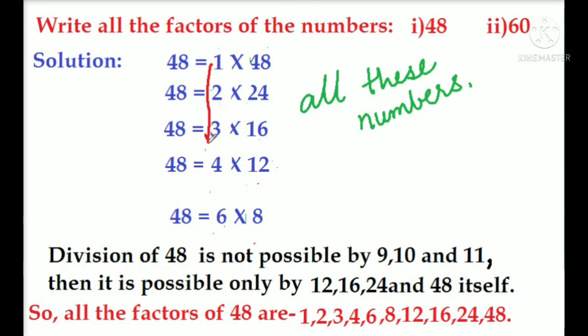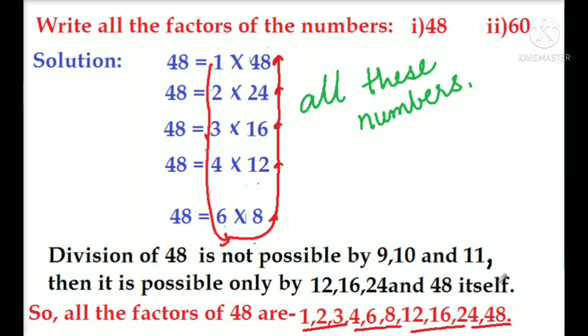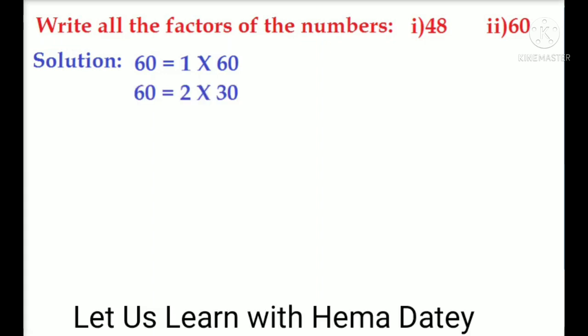Let's see once again how we are writing all the factors of 48. 1, 2, 3, 4, 6. Now we are taking a U-turn, then 8, 12, 16, 24 and 48. In this way, we will not make a single mistake and no factor of 48 will be left out. Let's find out all the factors of 60.